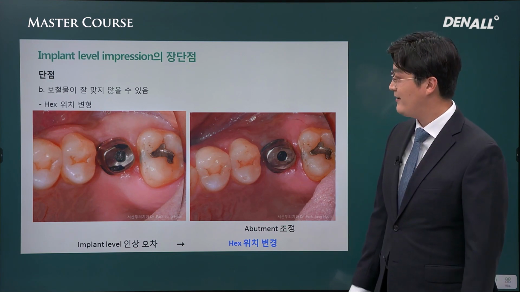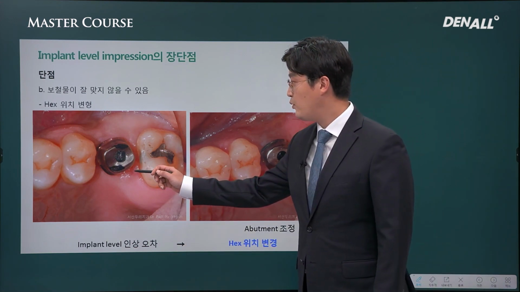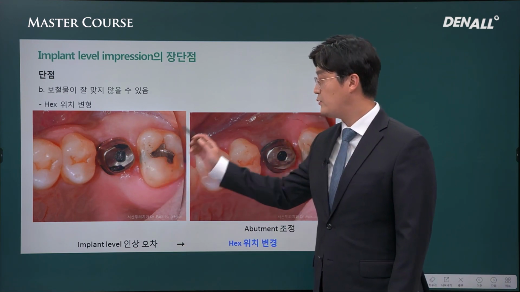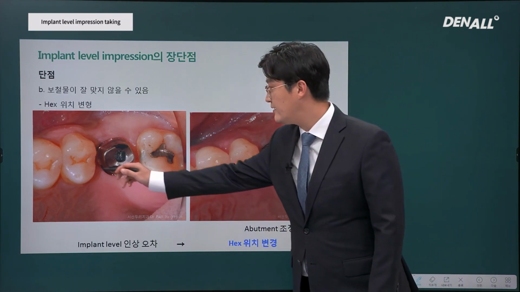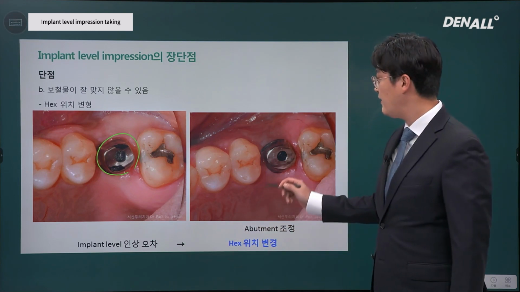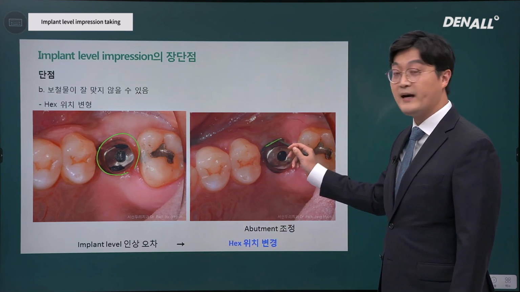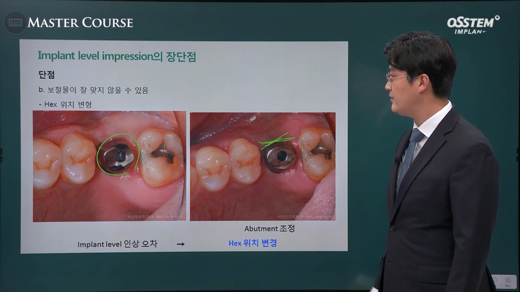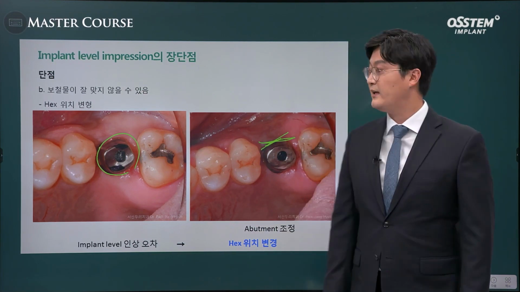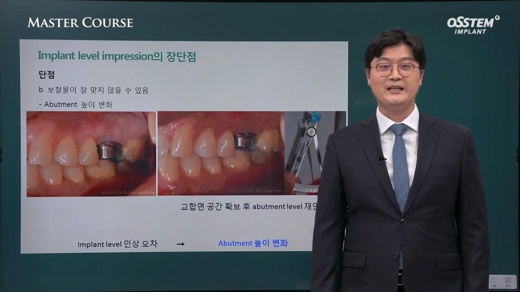An example: an impression coping is not properly connected. It was properly fabricated on the model, but in the mouth, it is displaced. This is the correct direction, but it is in the wrong direction. So the hex position is displaced.